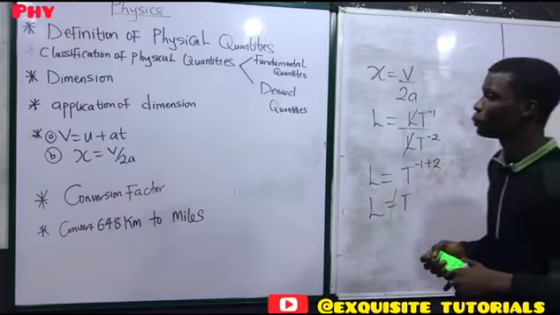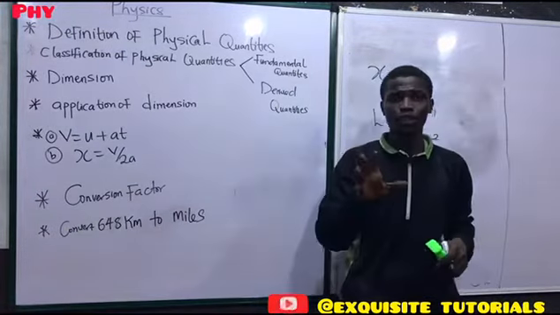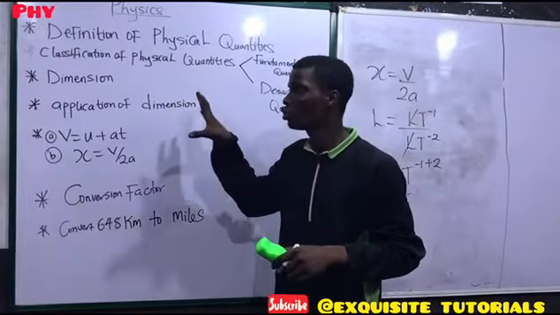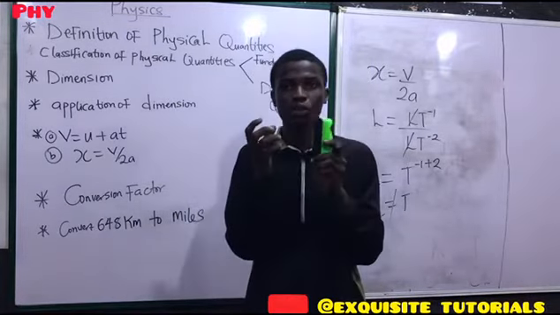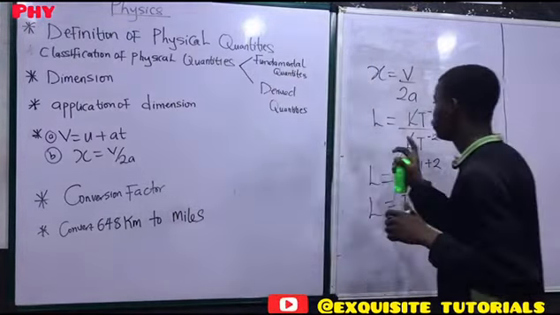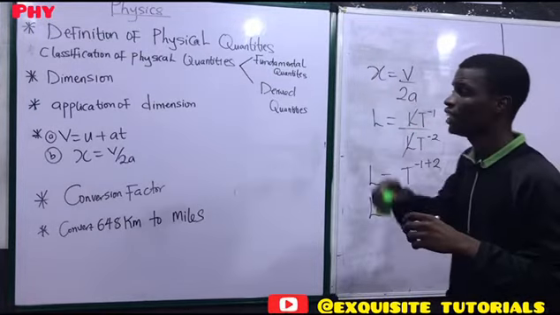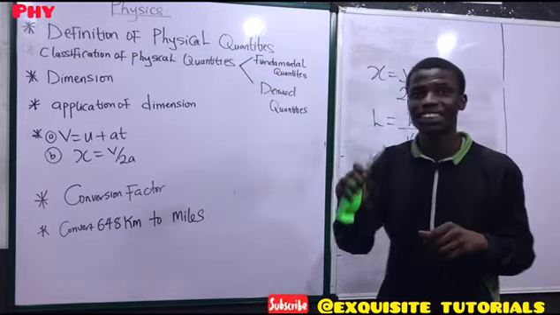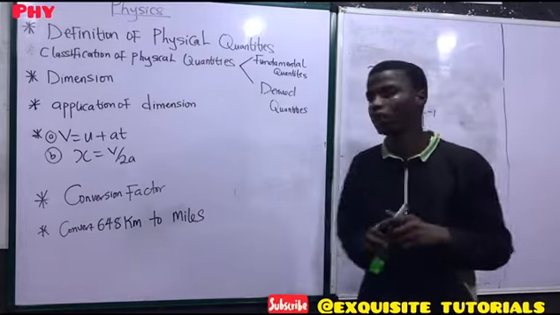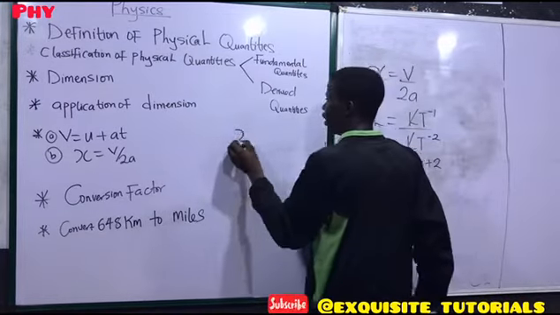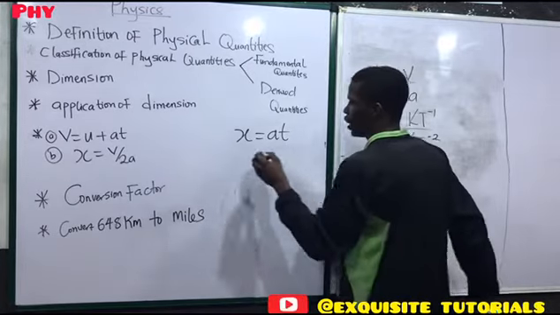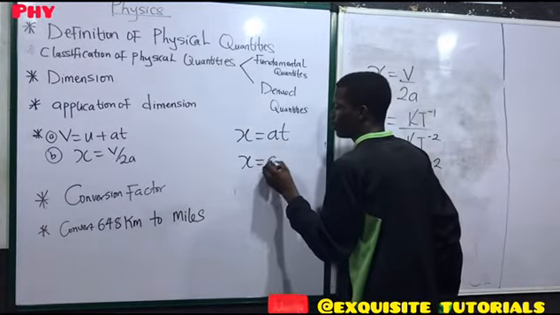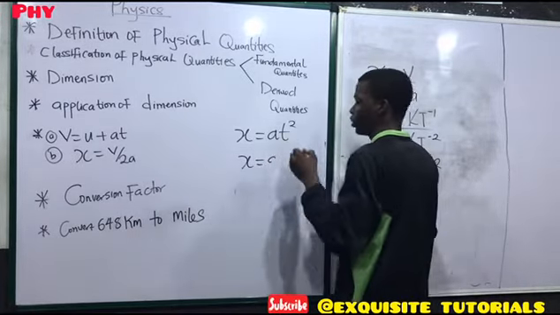Take note, our dimension cannot tell us if a quantity is physically correct. It can only tell you if a quantity is dimensionally correct. It cannot tell you if it's physically correct. Example, this formula, x is equal to at, and x is equal to at squared.